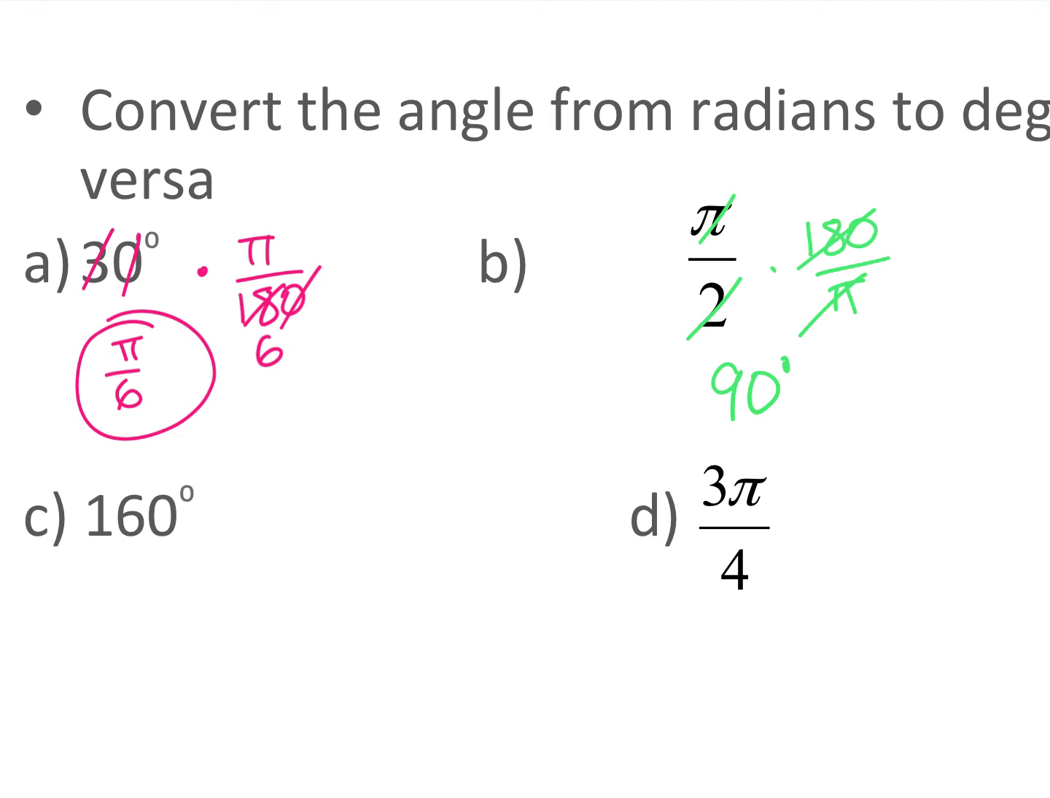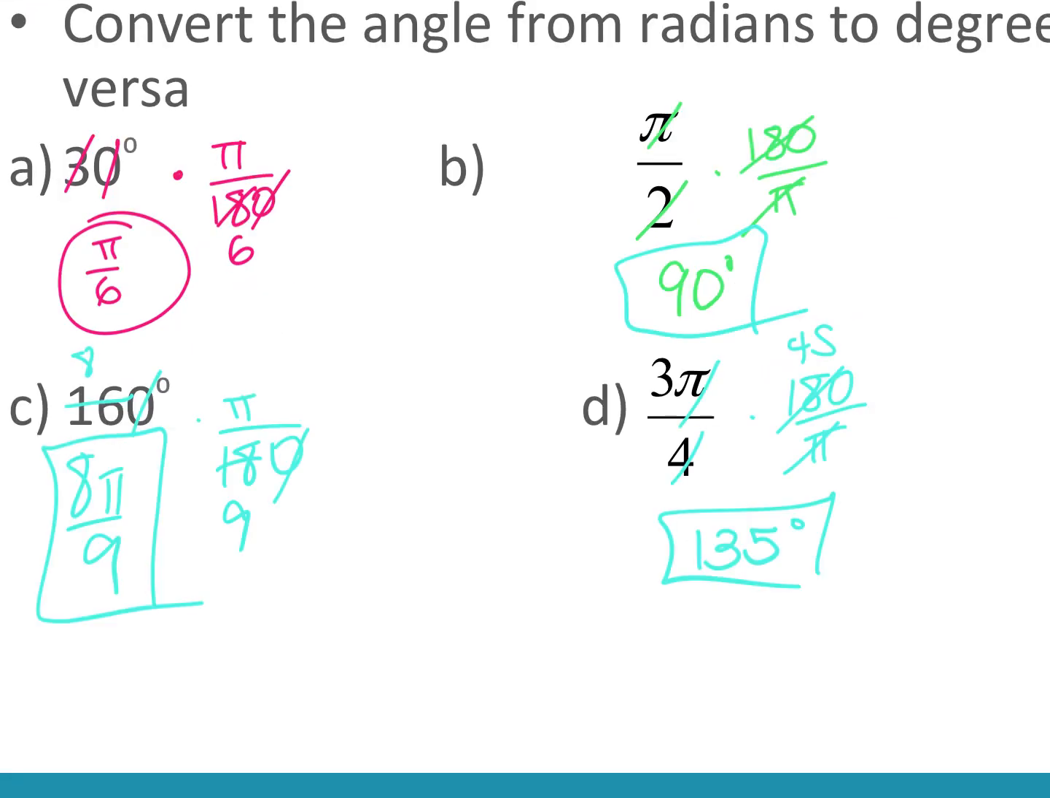All right, you do the other two. Convert from degrees to radians or radians to degrees. On the answers for the website, if it's open-ended, you do have to put the degree symbol, so just be careful. Make sure you include it. All right, so 160 times pi over 180 becomes 8 pi over 9, and 3 pi over 4 times 180 over pi becomes 135 degrees. Good so far? Yes.